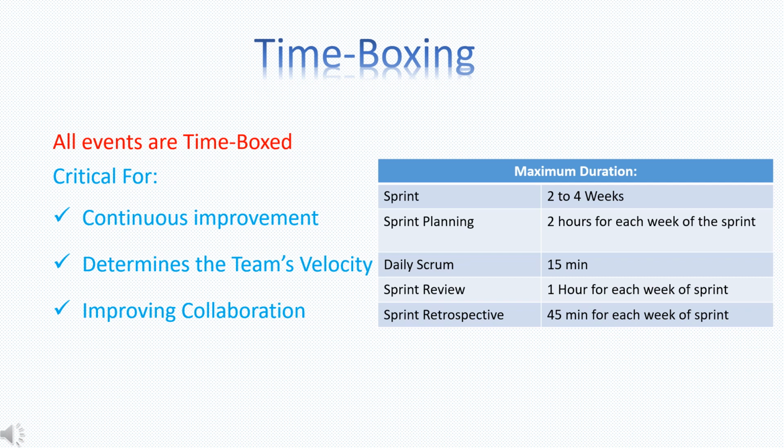For example, a sprint is time boxed at 2 to 4 weeks. Sprint planning is time boxed at 2 hours for each week of the sprint. The daily Scrum is time boxed at 15 minutes. Sprint review is time boxed at 1 hour for each week of the sprint, and sprint retrospective is time boxed at 45 minutes for each week of the sprint.